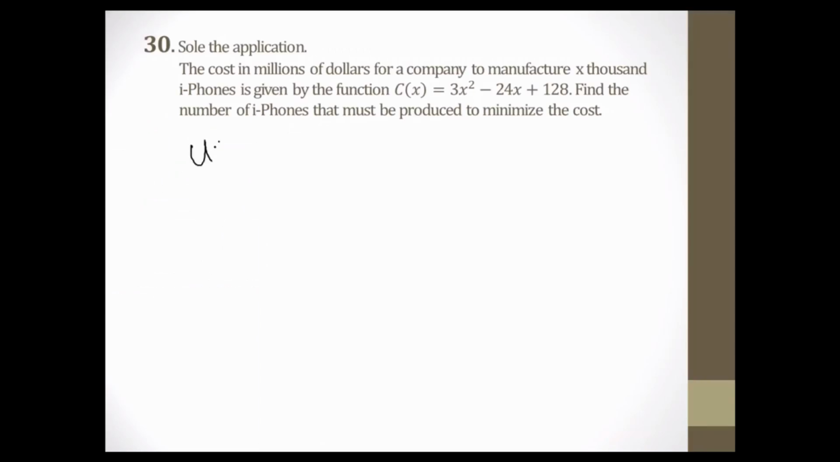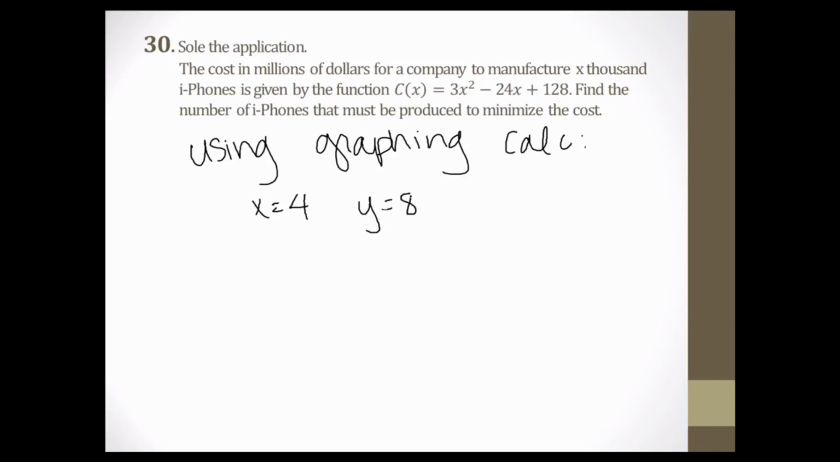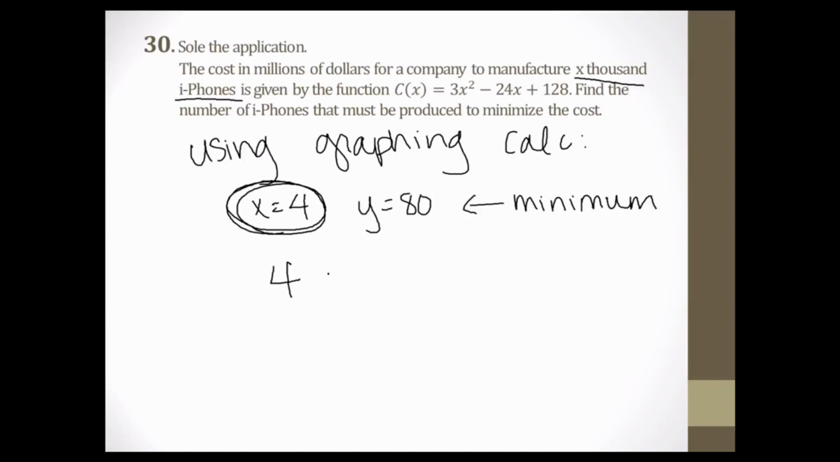Okay, so using the graphing calculator, we got that the x value was 4 and the y value was 80 for the minimum. But pay attention to what it says. The cost in millions of dollars, so the cost is your C of X or your Y, for a company to manufacture X thousand iPhones is given with this function. Find the number of iPhones. So X is the number of iPhones in thousands. So that tells us that this is the number that we want, and it's in thousands, so it's 4,000 iPhones. Okay?